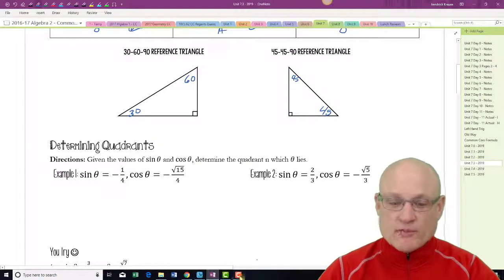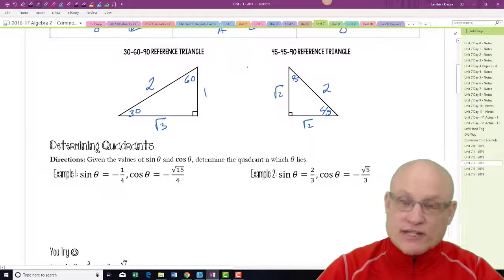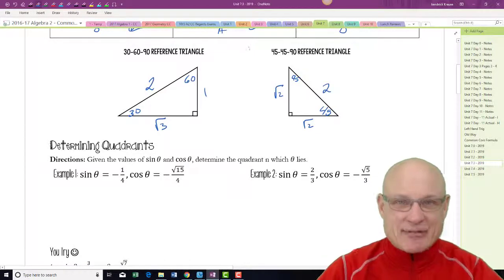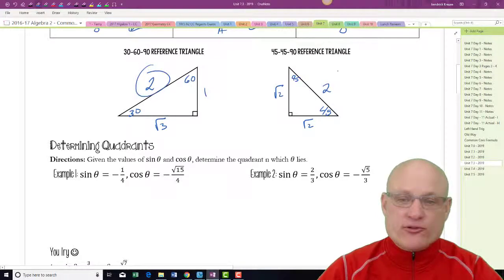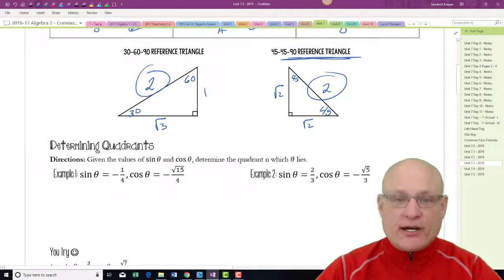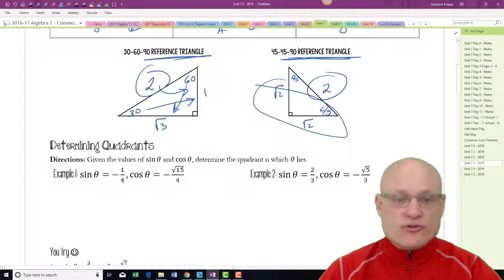All right, I'm back. You should have these down. If not, pause it now and copy them. Oh, you copycat. Remember, the 30, 60, 90 triangle: the hypotenuse is always going to be 2. In our two reference triangles, the hypotenuses will always be 2. The side opposite the 30-degree angle is 1. Opposite the 60 is the square root of 3. And then these two sides are always the square root of 3.